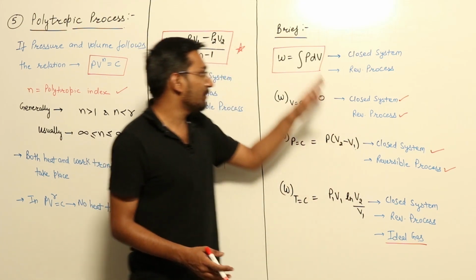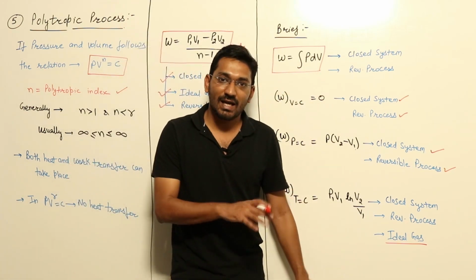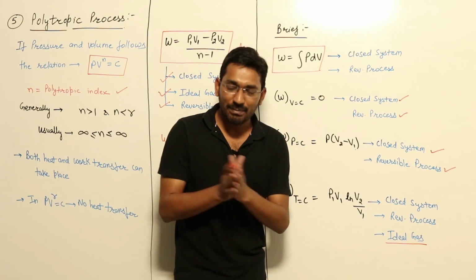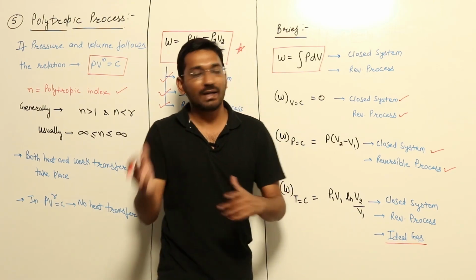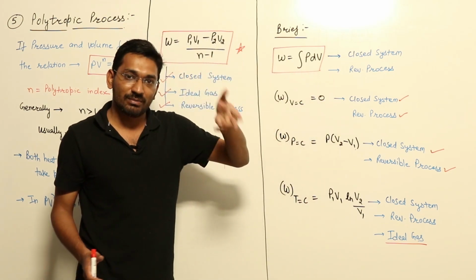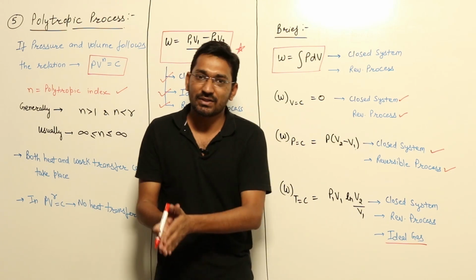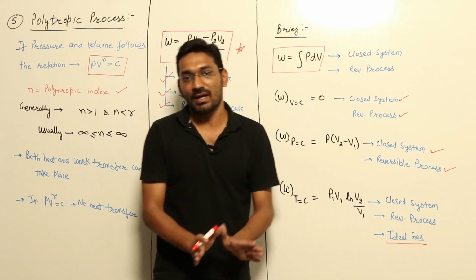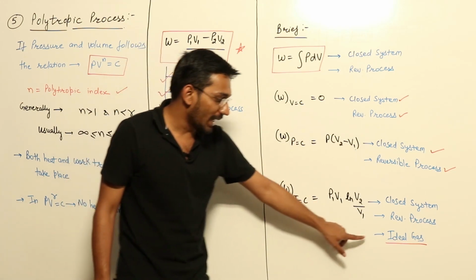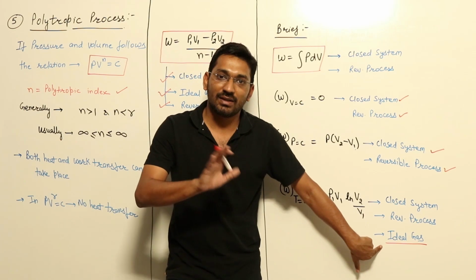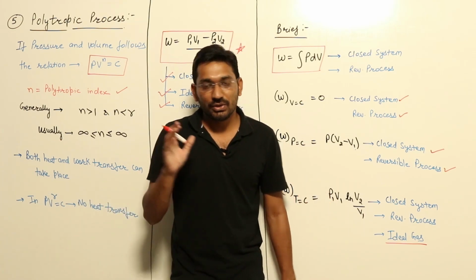In that case, we have to go with the derivation. We'll see later, with the help of some numericals, how to find the work done by a closed system in a process in which temperature is constant but the gas is not an ideal gas. So in that case, we are not using this formula. This is only valid for an ideal gas. If it is mentioned in the question that the gas is not ideal, you cannot use this.